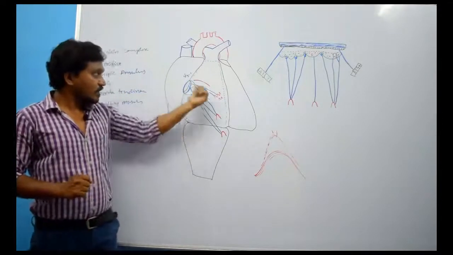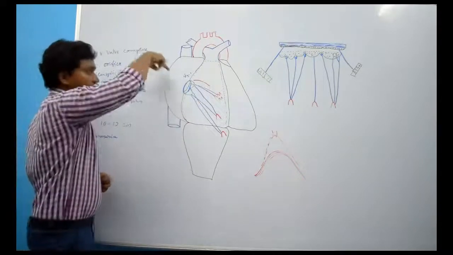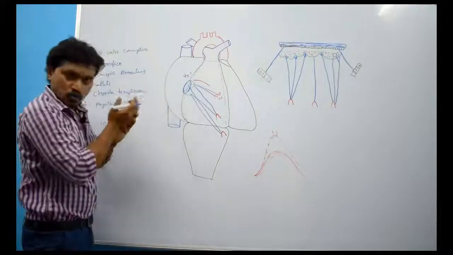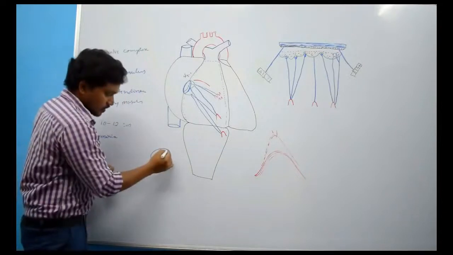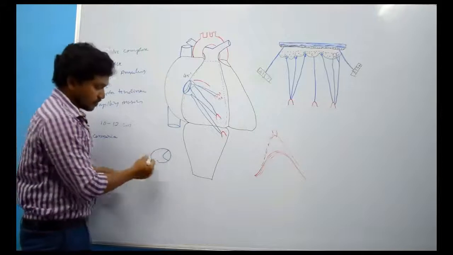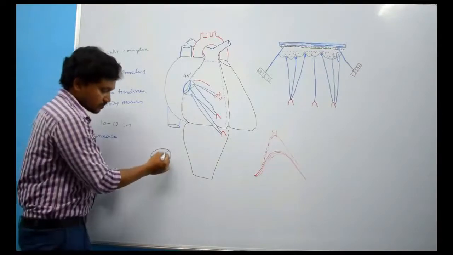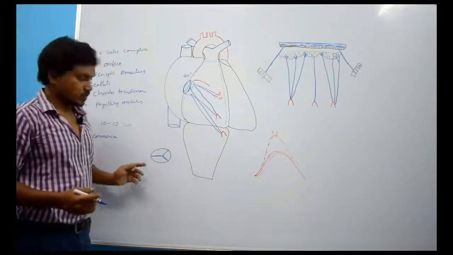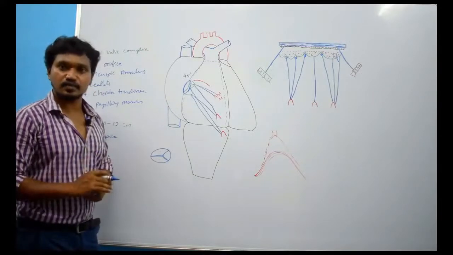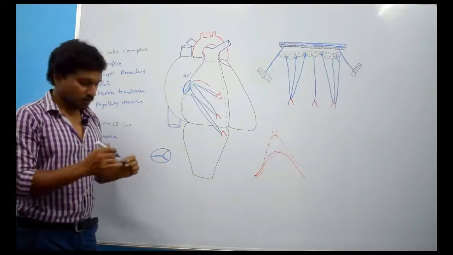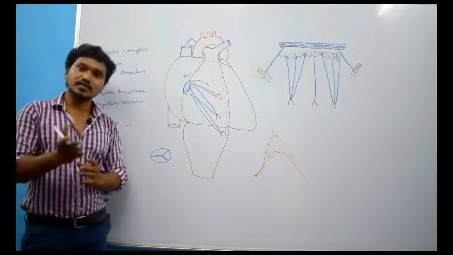Then when it is closed, how will it look? Imagine you are seeing from above when it is closed. This is the orifice, and here is the septal leaflet, here is the anterior leaflet, here is the posterior leaflet. So when it is closed, it looks triradiate. It is triradiate in appearance when closed, right? So that's it about the atrioventricular valve complex structure and function.